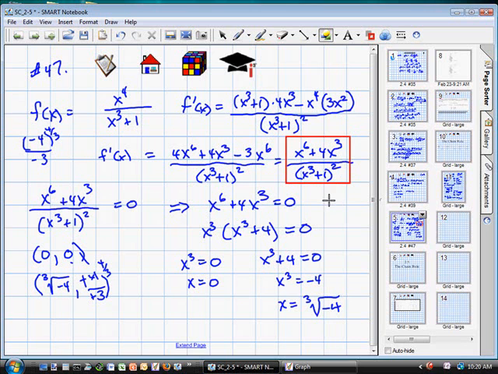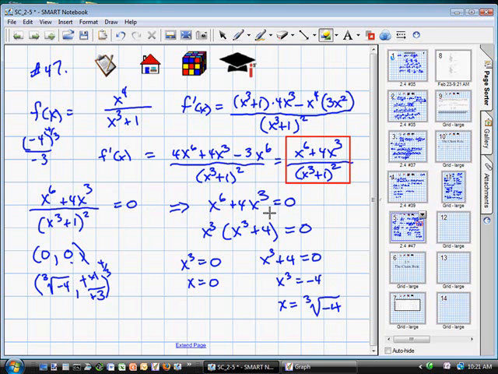Now, you're probably wondering what happened to the denominator. I set this equal to 0. Well, I guess I showed it over here. Can't I just take this equation, set equal to 0, and multiply both sides by x cubed plus 1 quantity squared? And then it's goodbye denominator, right? So now I'm down to this.